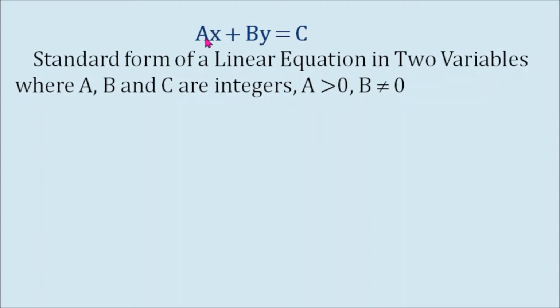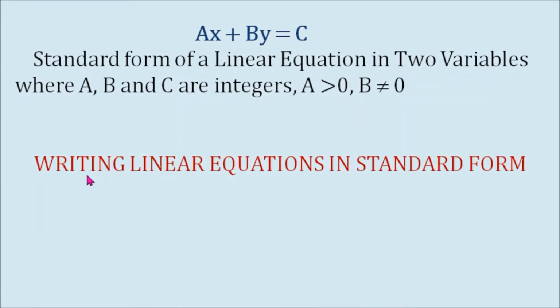So this means A could not be negative and could not be 0, because if we change this to 0, there will be no x variable, because 0 times x is 0. And B is not equal to 0 either, because again, if we change this B to 0, 0 times y is 0, and we have no variable y. And C can be positive, negative, or 0.